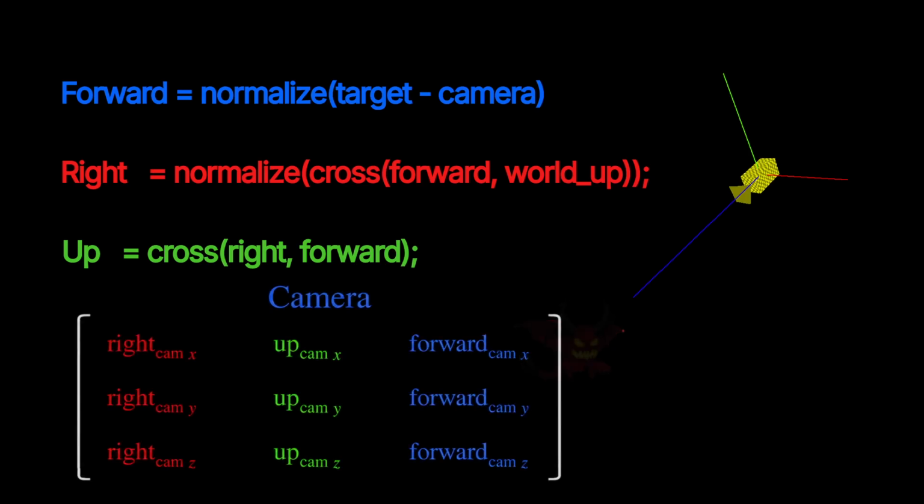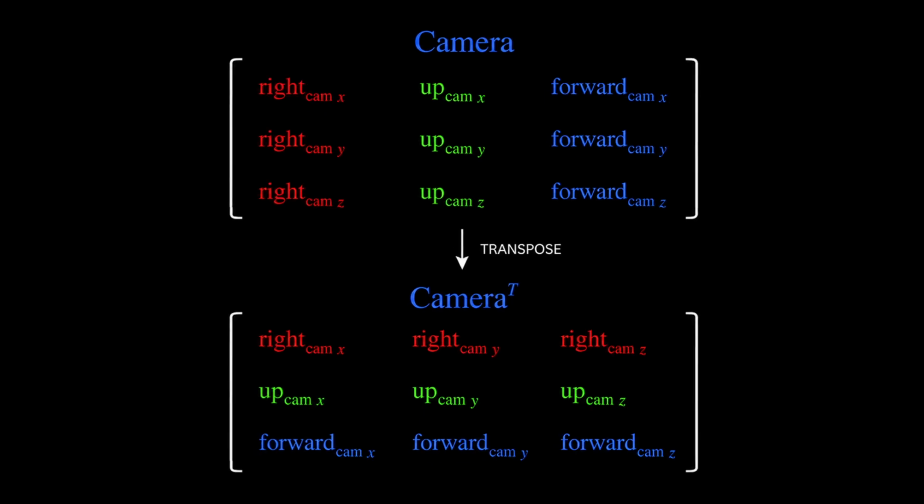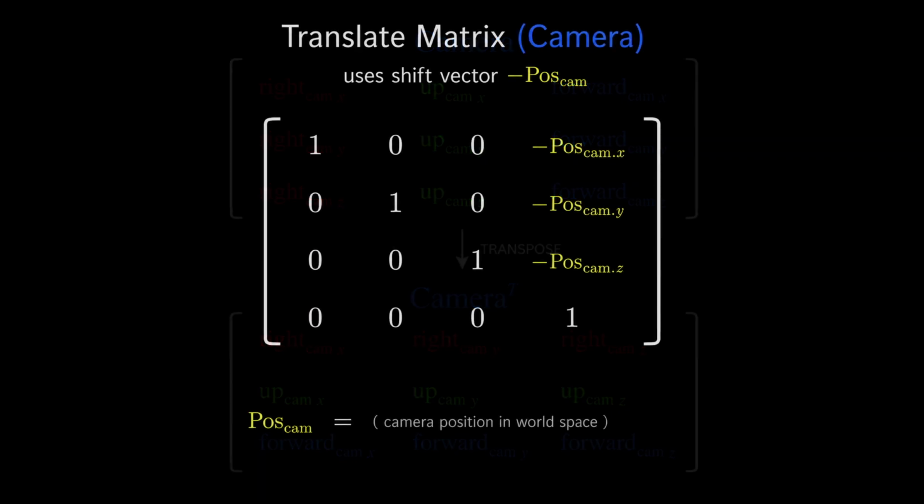We can place them into a camera matrix. Since the basis is orthonormal, the inverse of this matrix is equal to its transpose. By transposing this matrix, we obtain the transformation that converts points from world space into camera space. So far, however, we assumed that the camera is located at the origin. To handle a camera position anywhere in the world, we first need to translate every point by the camera position. This can be represented by a simple translation matrix.